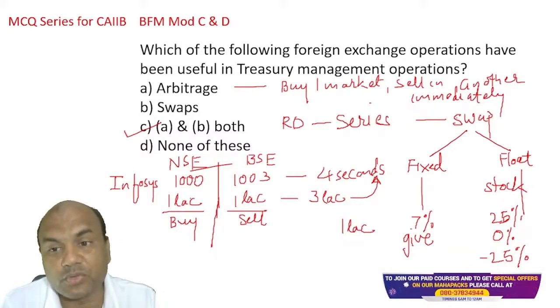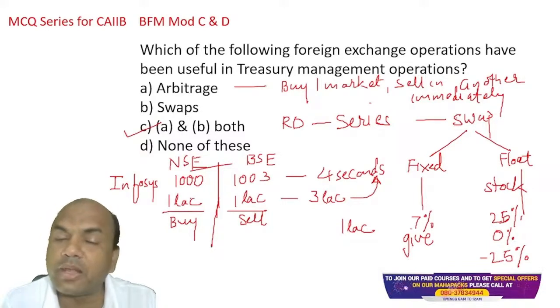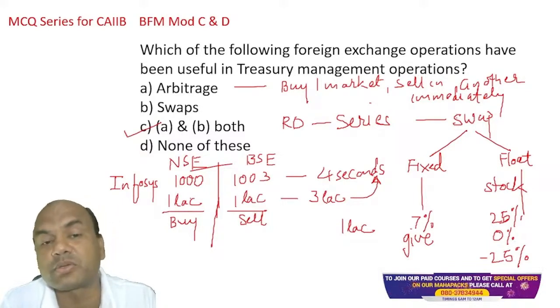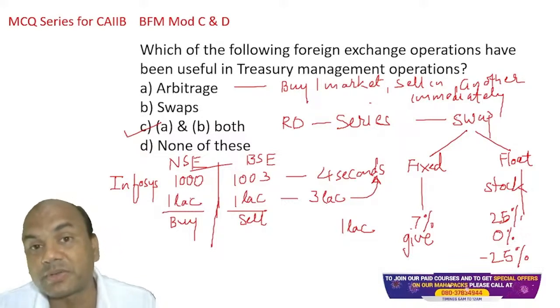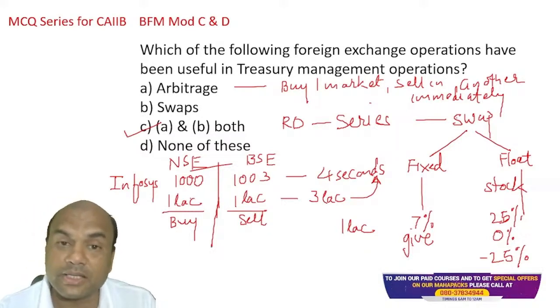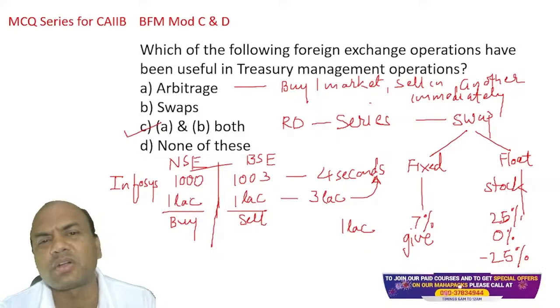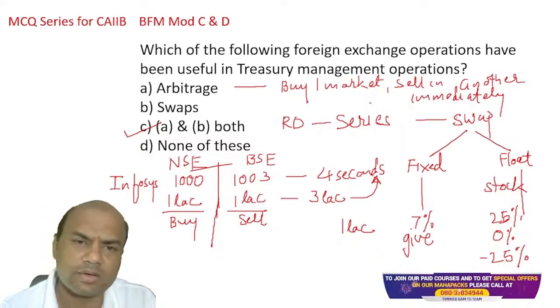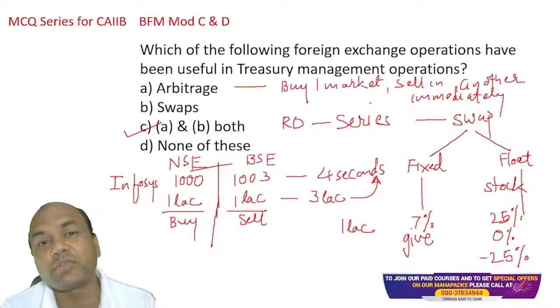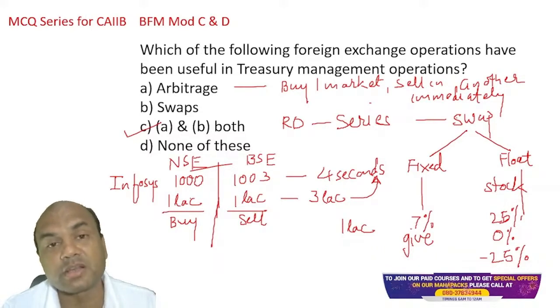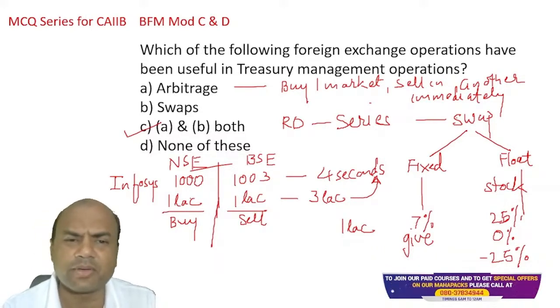Everyone got this? Swap and arbitrage, very important terms. These are derivative instruments. There are almost 7 to 8 derivative instruments. That's why I'm saying join the paid classes, because I won't be able to cover everything over here. There are many others, FRA, forward, future. So we'll cover it in the classes.